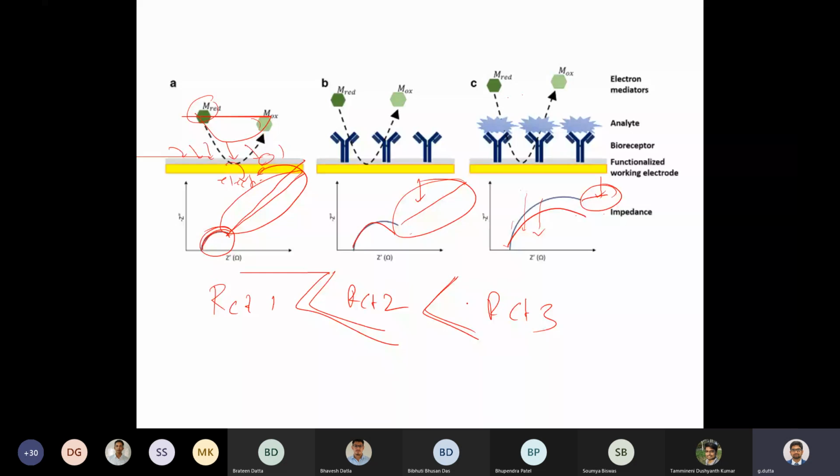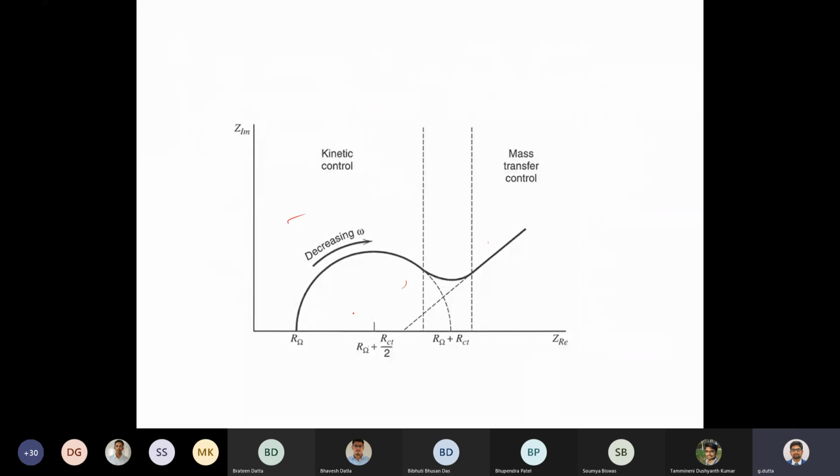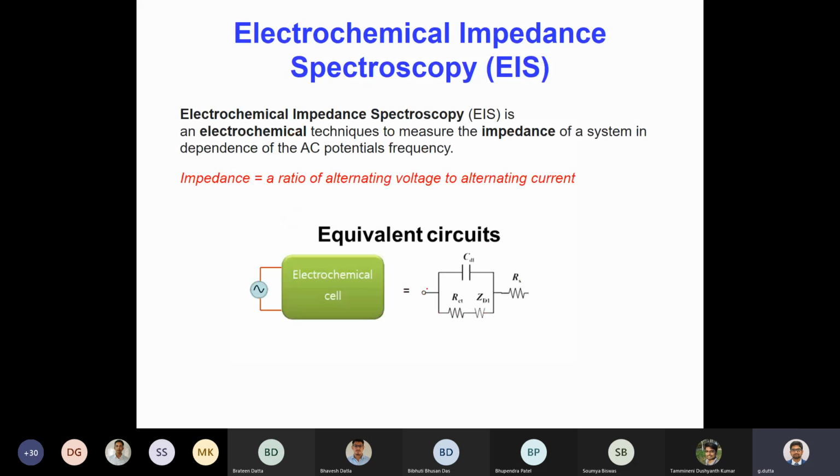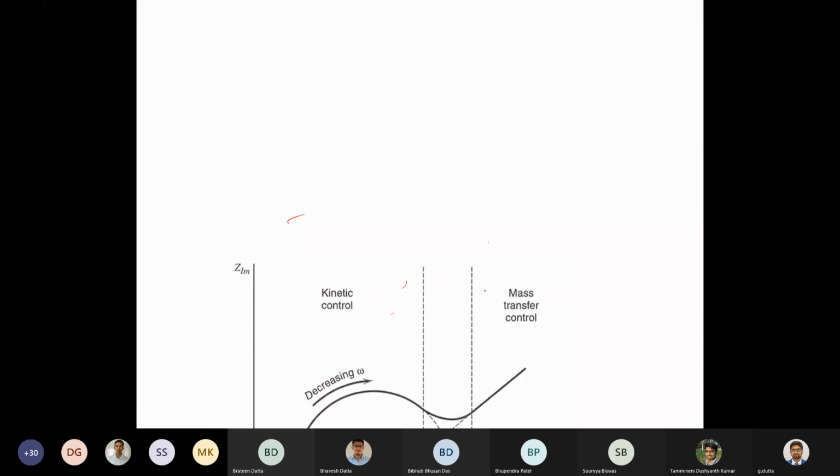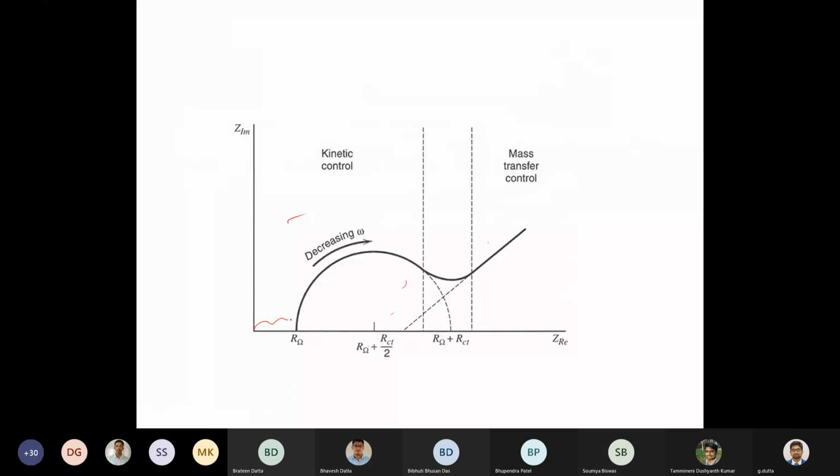So now I will tell you how we will measure the RCT from this graph. See, one thing I told you, in the solution we will get some resistance. So the solution itself has some resistance, right? So here, this value. That's why it will not start from zero. It will start from something. This is the RS, solution resistance. And the RCT value is the total semicircle region.